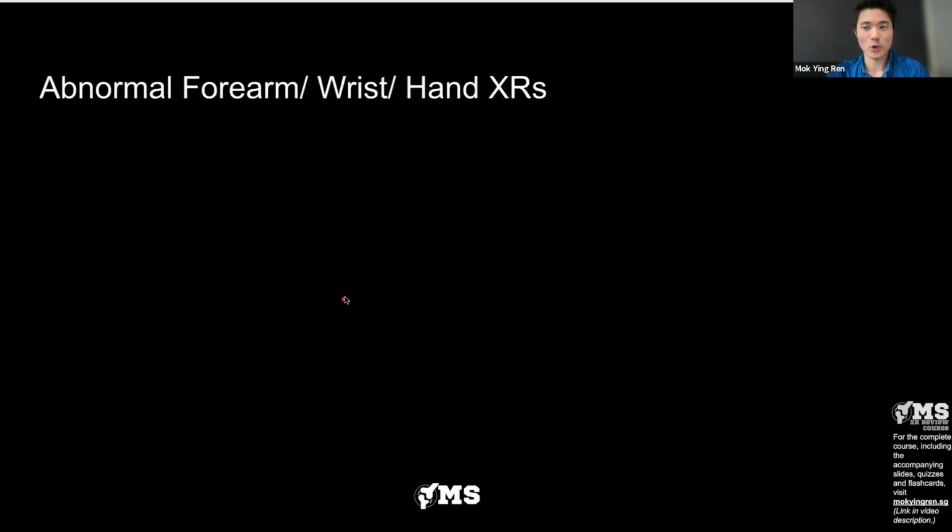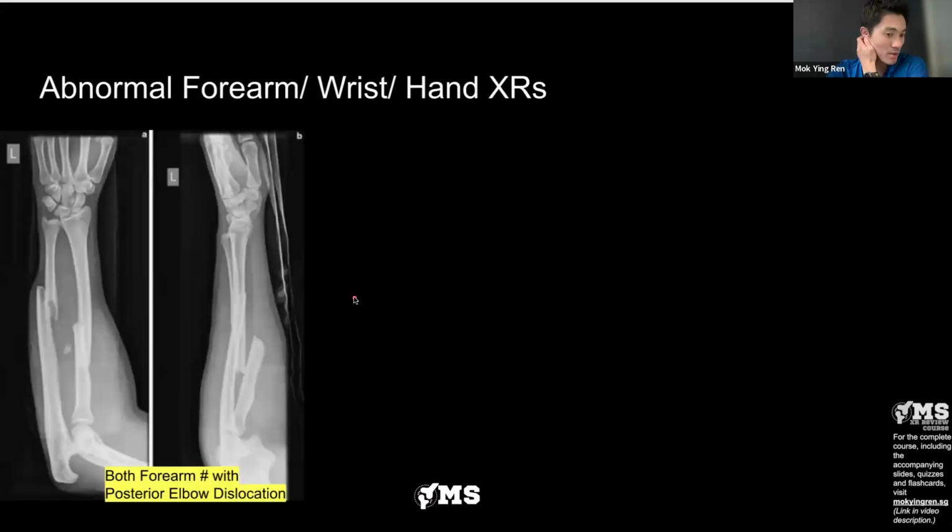Okay, very good. So now a quick look at some abnormal x-rays. This is a forearm x-ray which shows a fracture of both radius and ulnar shafts. In addition, there is also a posterior dislocation of the elbow. So it's a very complicated injury, and you can see that on this x-ray.